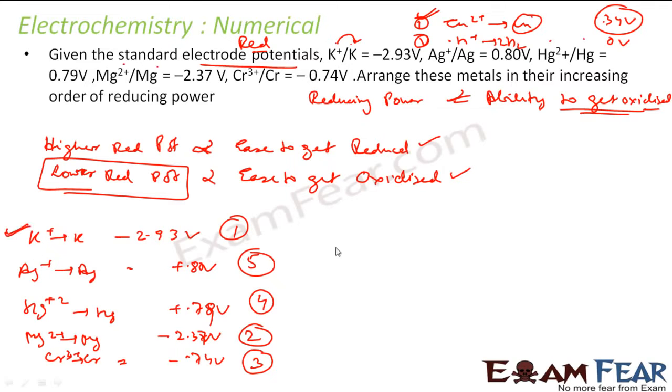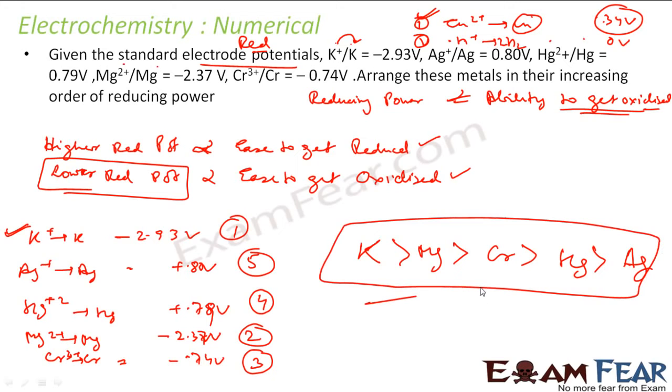This K will have the highest reducing power, and then this, then chromium, then Hg, mercury, and then silver.